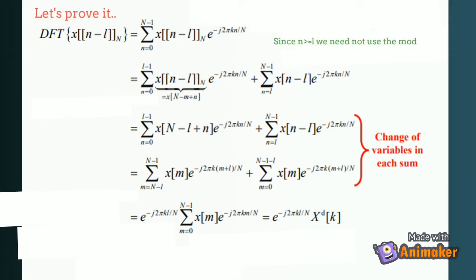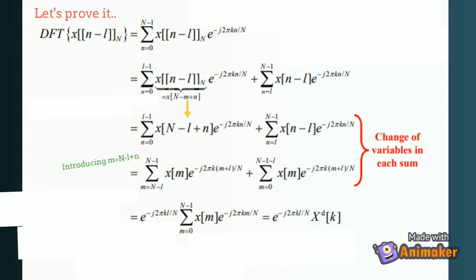Here in the second term, since n is greater than or equal to L, we don't need to use this mod operation, and hence in the first term also we need to remove this mod, so we must use the explicit form to remove this mod function. That is, replace n minus L with capital N minus L plus small n, and hence we can write it as summation n is equal to 0 to L minus 1 x of capital N minus L plus n multiplied by e to the power minus j 2 pi k n upon capital N plus summation n is equal to L to capital N minus 1 x of n minus L multiplied by e to the power minus j 2 pi k n upon capital N.